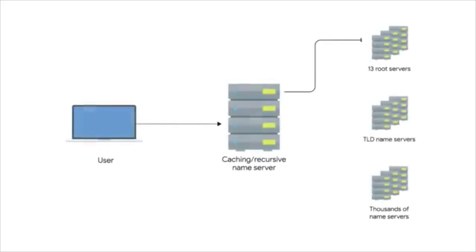Now, let's look at what happens when your local recursive server needs to perform a full recursive resolution. The first step is always to contact a root name server. There are 13 total root name servers, and they're responsible for directing queries toward the appropriate TLD name server.